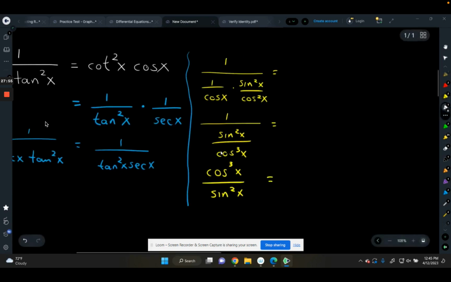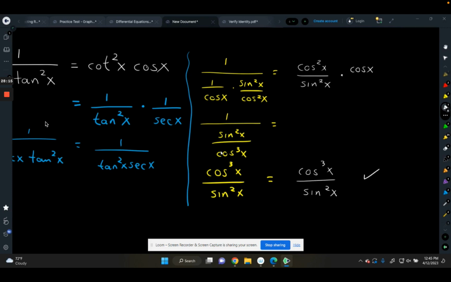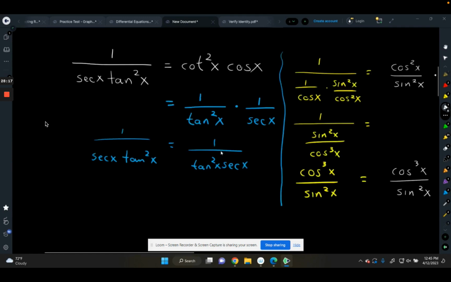Working on the other side, cotangent squared, that's going to be cosine squared x over sine squared x times cosine x, which equals cosine cubed x over sine squared x. So we could have done it that way also. Okay, but it was a whole lot easier.